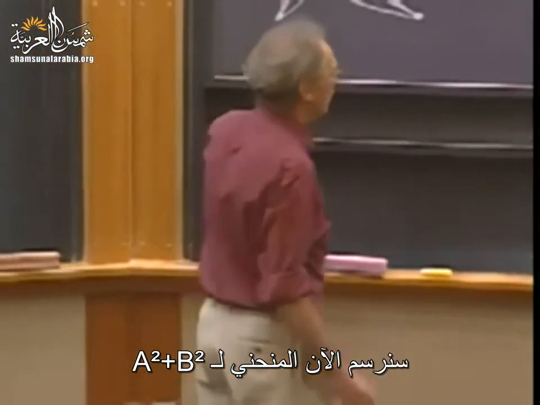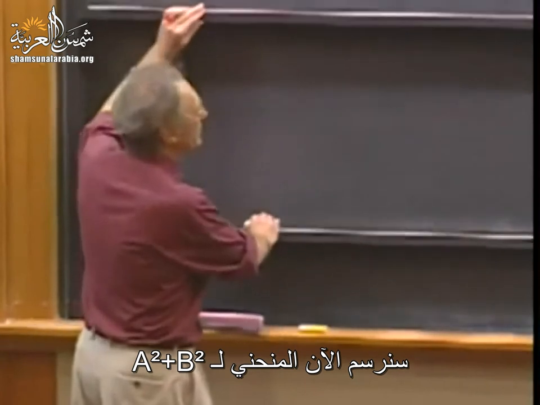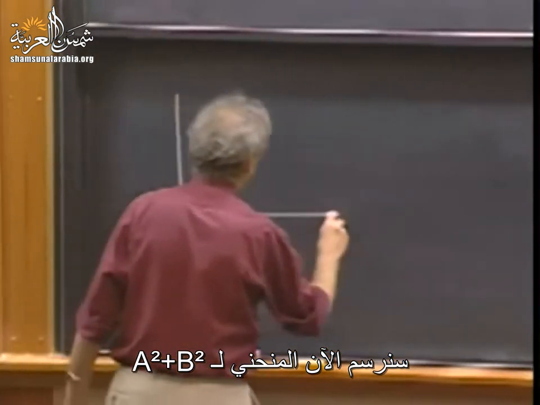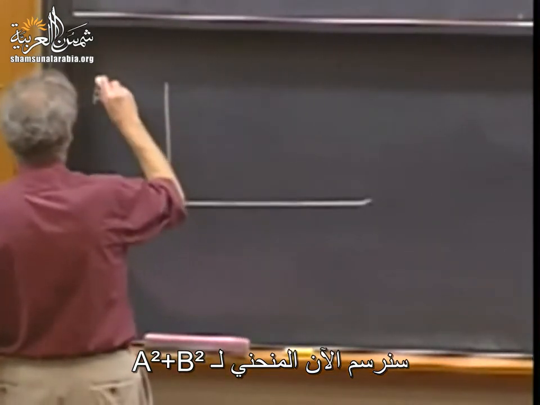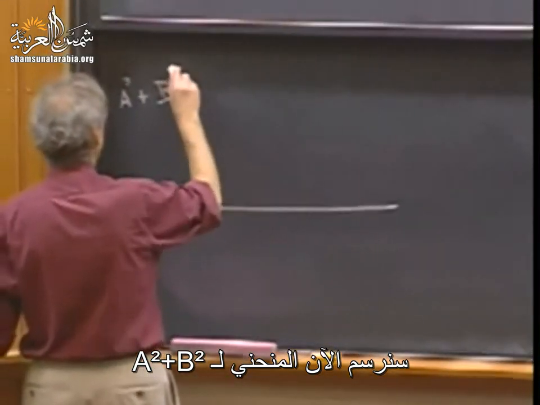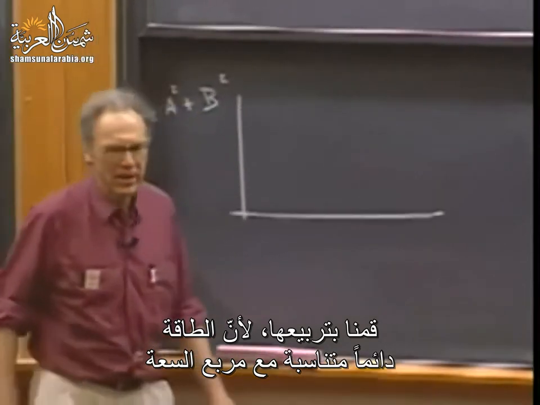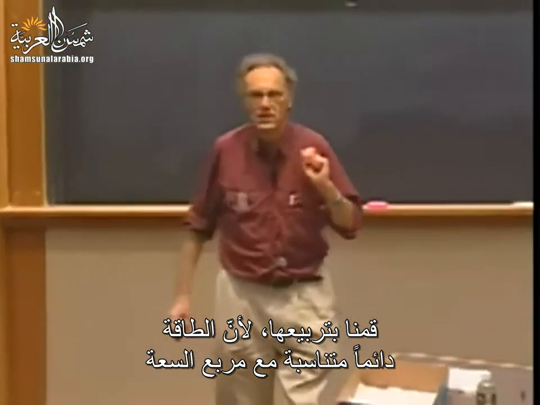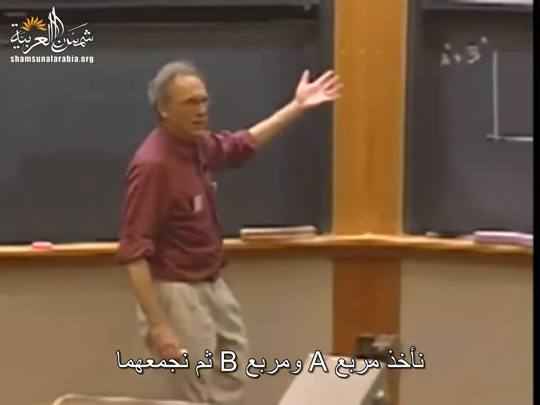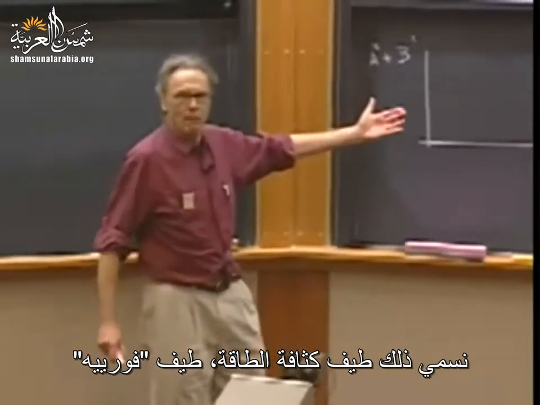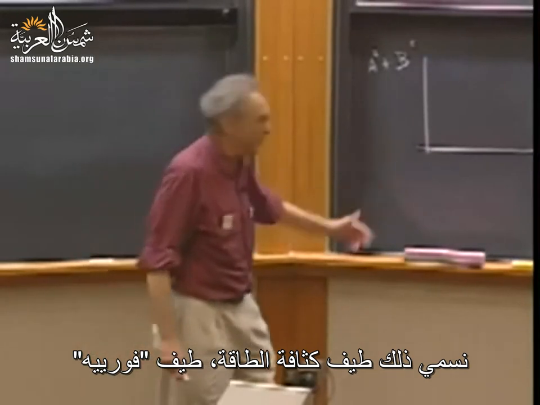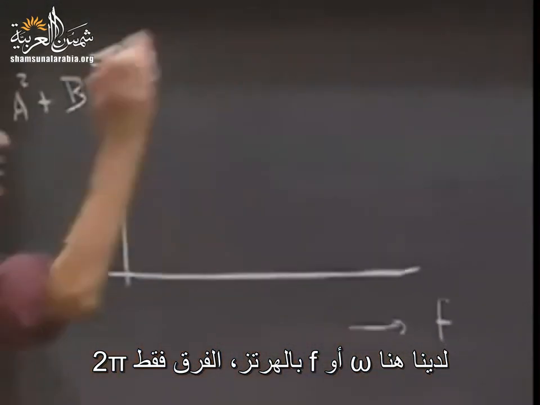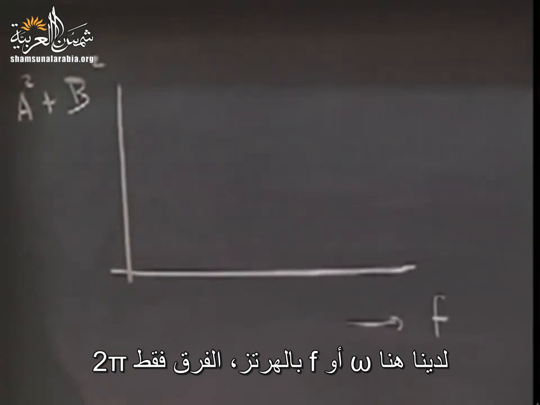And what we now do, we make a plot of the square of A plus the square of B. And the reason why we square them is that energy is always proportional to the amplitude squared. And so you take the A squares and the B squares and you add them. We call this a power density spectrum, a Fourier spectrum. And here you have your omega, or you have your F value in hertz. The difference is only 2 pi.